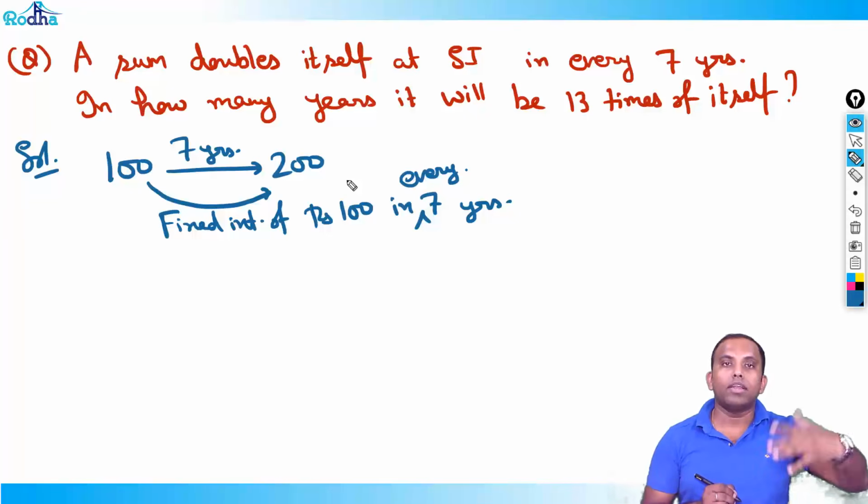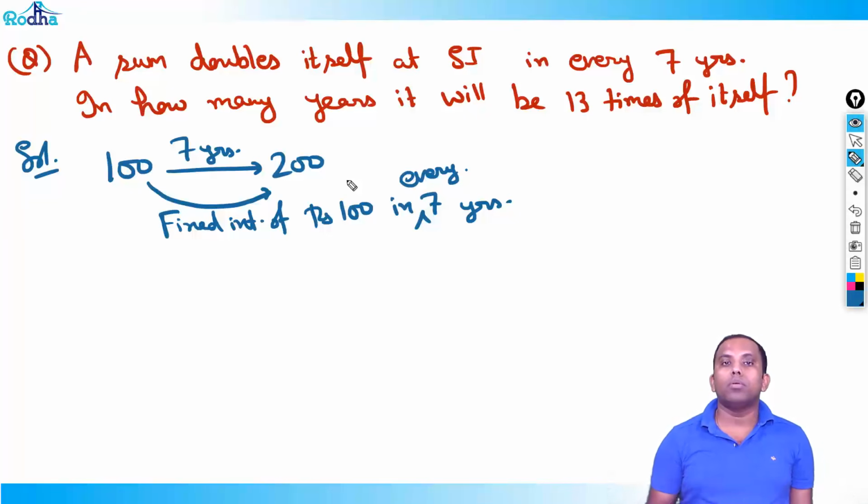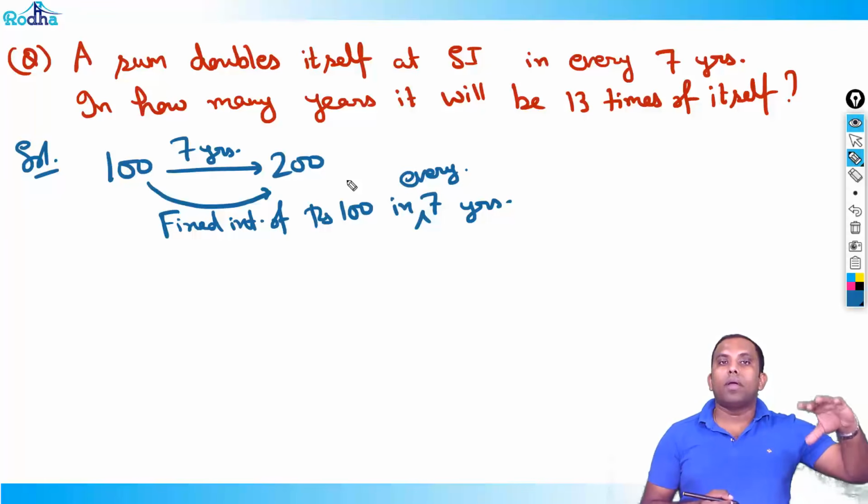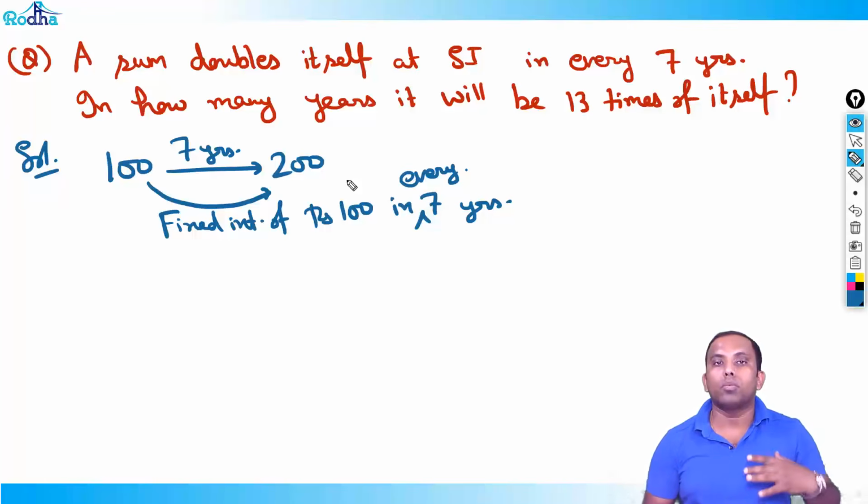I deposited 100 in the bank. In 7 years, it becomes how much? 200, right? That means in 7 years, the bank has given me an interest of 100 rupees, such that 100 plus 100 becomes 200. So the amount has to become from 100 to 1300.